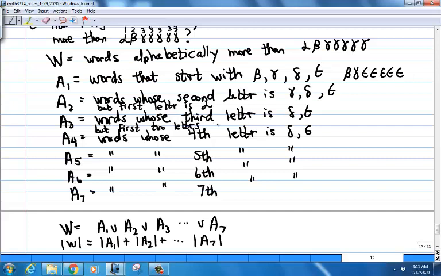Keep the first two letters. What were the first two letters I was going to keep? Alpha, beta, right? So the first two letters are alpha, beta. What about this one? A4. The fourth letter is this, but what? Yeah, but the first three letters are alpha, beta, gamma.